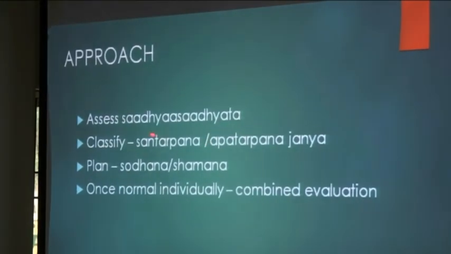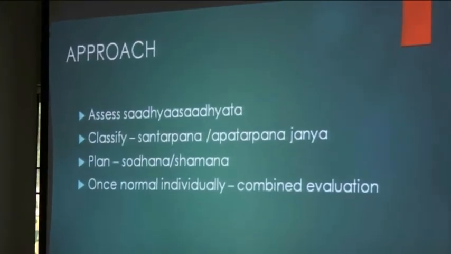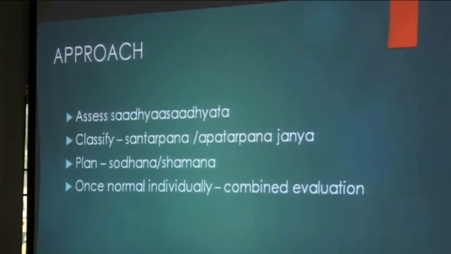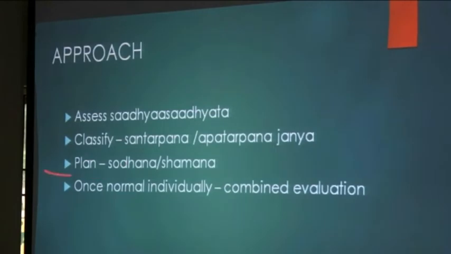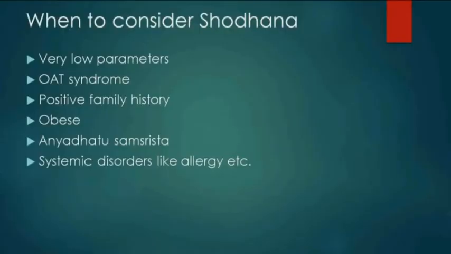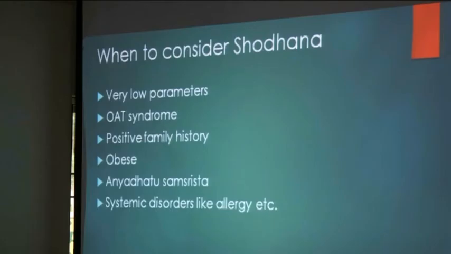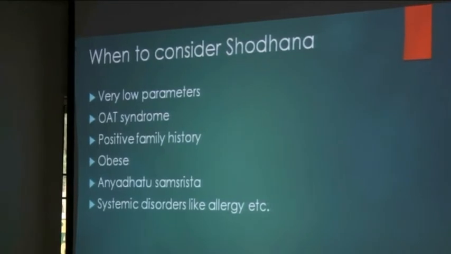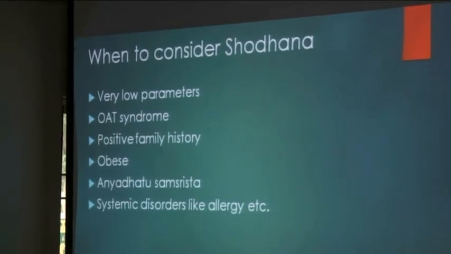Then classify them into Santarpanajanya, Apatarpanajanya, whether he is Stula or Krusha. So Brahmana or Langhana treatment, broadly we have to go for it. Then plan for Shodhana or Shamana accordingly. Then when to consider Shodhana, Panchakarmas: very low parameters, OAT syndrome, that is oligoastrocytospermia syndrome, and positive family history. The parents have delayed conception or miscarriages, etc., or siblings have some problems with fertility. In such conditions, it is better to consider Panchakarma.